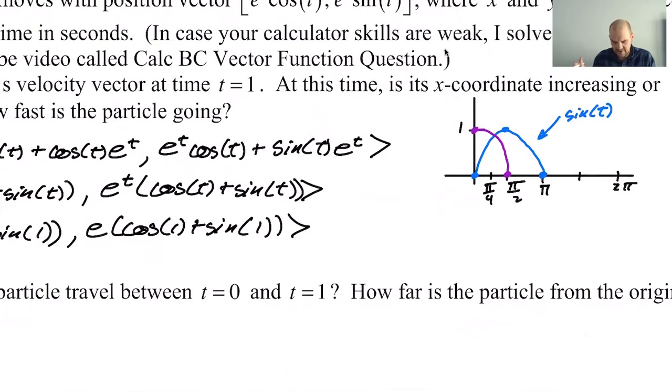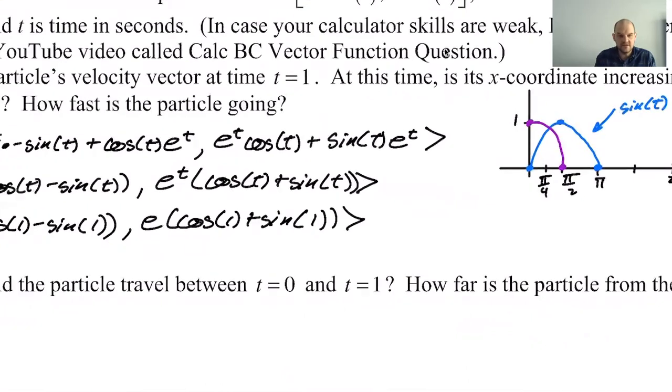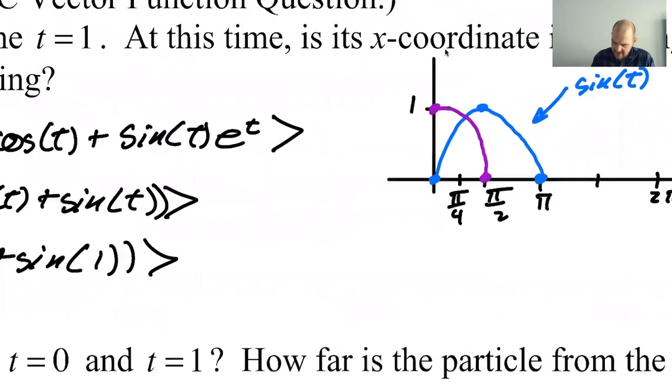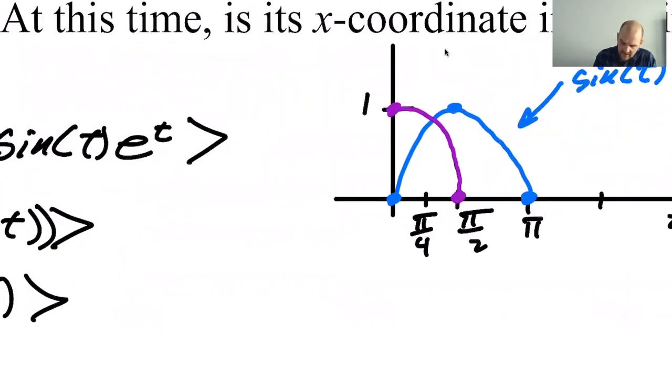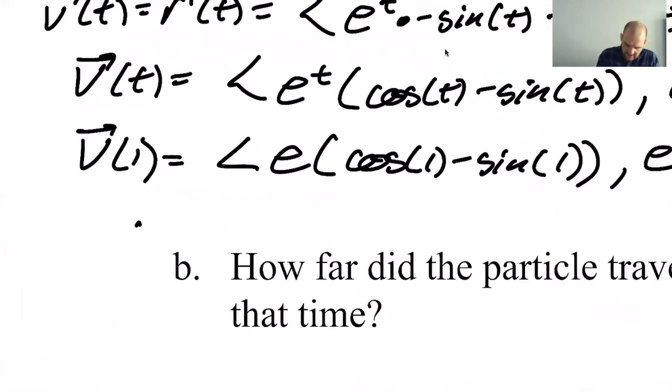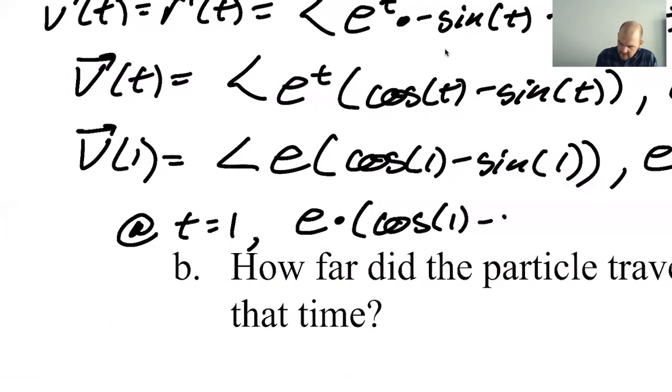So the cosine of pi over 3 is 1/2, and the sine is radical 3/2. And so it's definitely negative. That's telling me that the sine is above the cosine. You can see on that interval, this is some deep work here, cosine is below sine. Sine is bigger than cosine, which means that overall, at t equals 1, e times cosine of 1 minus sine of 1 is less than 0, since sine of 1 is bigger.